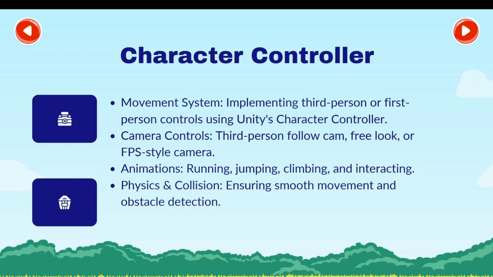It allows for more spatial recognition and basically allows you to even see your own character for various reasons. People who have played World of Warcraft, Genshin Impact, they'll know exactly what I mean by this kind of third person control view. The animations: running, jumping, climbing, interacting, and the physics and collision. So this ensures smooth movement and also obstacle detection, because it doesn't make sense if your character just passes through solid walls and rocks for no reason at all.